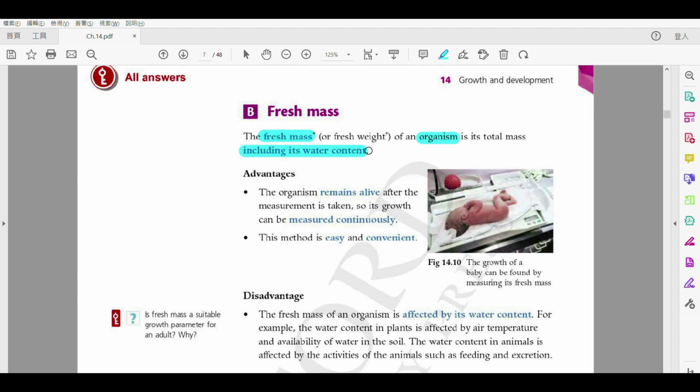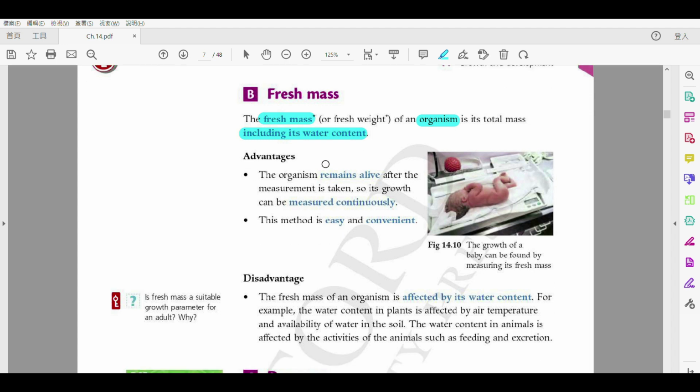So what are the advantages? You can see that they're very much similar. The organism is, of course, alive, and you can measure this continuously. And this method is very easy and convenient. You can think back to when you were in primary school, when you went for the body checks, and you would always tell your mom and dad not to eat lunch before your body checkup.